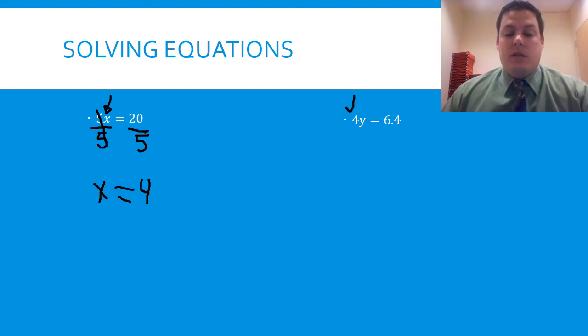Again, I want to get rid of this 4, which is attached to the y. So I need to divide both sides by 4. Once I divide 4 by 4, they should cancel. I get y. Over here, 6.4 divided by 4, I believe should be 1.6.